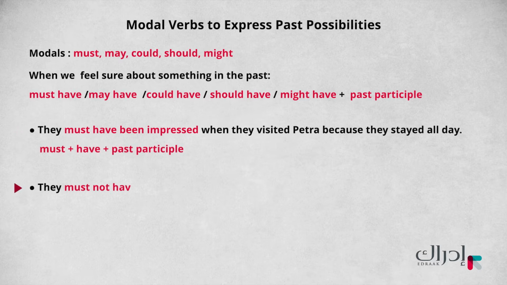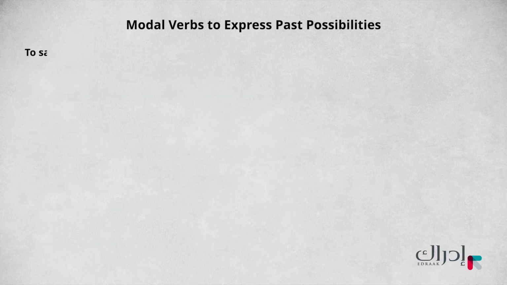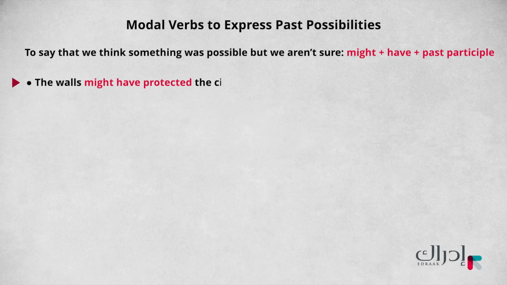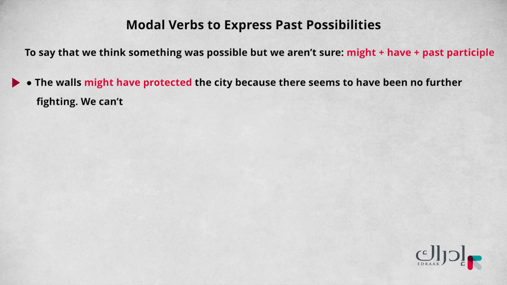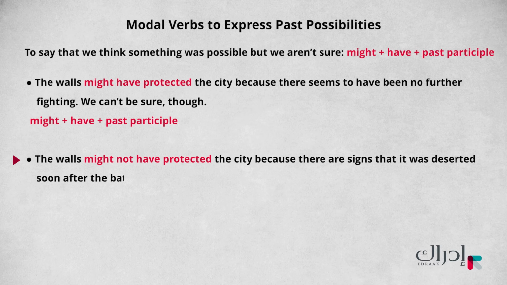They must not have been impressed when they visited Petra because they left quickly. We use might, may, or could with the present perfect to say that we think something was possible, but we aren't sure, as in these sentences. The walls might have protected the city because there seems to have been no further fighting. We can't be sure, though. The walls might not have protected the city because there are signs that it was deserted soon after the battle.